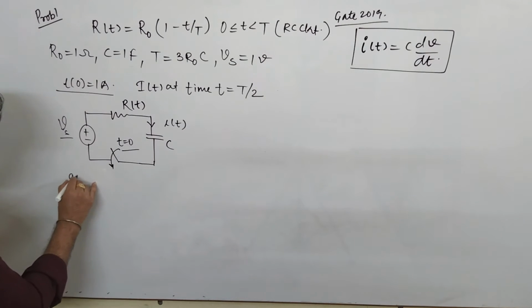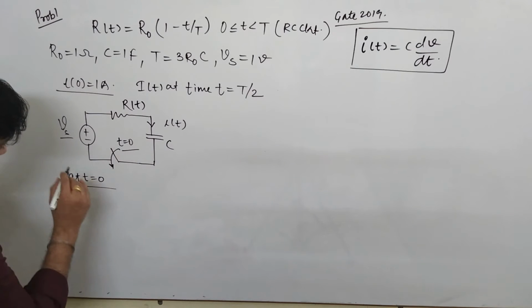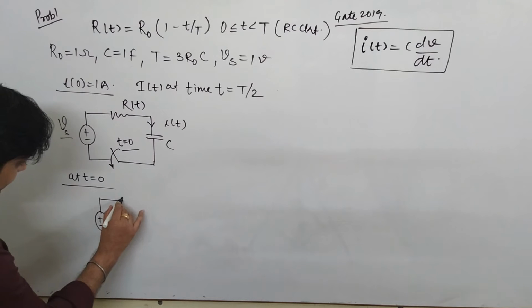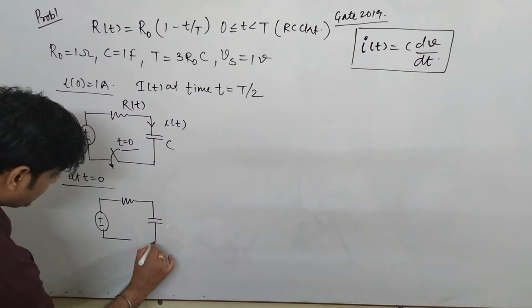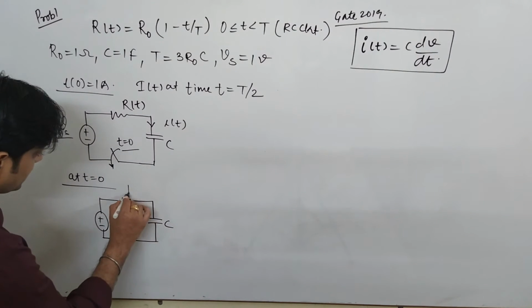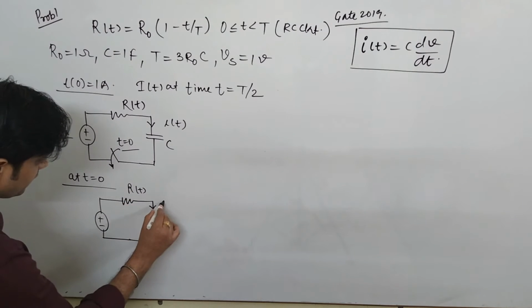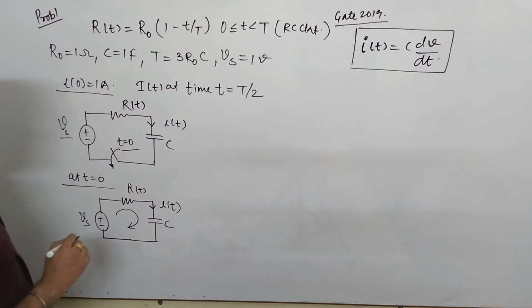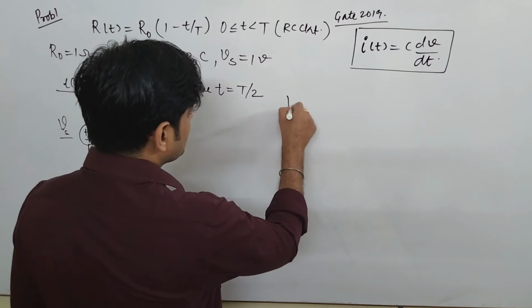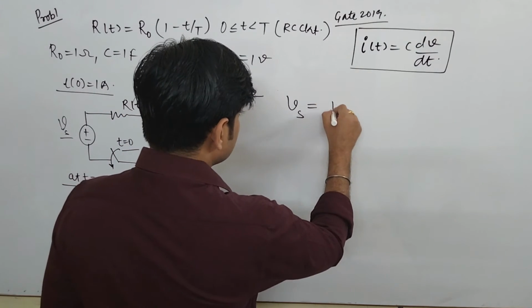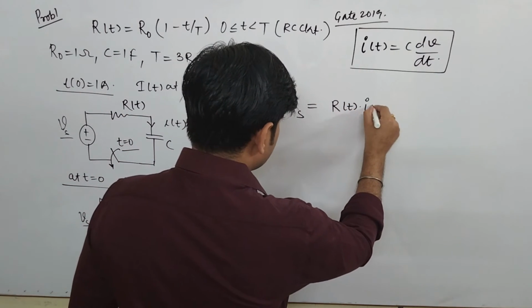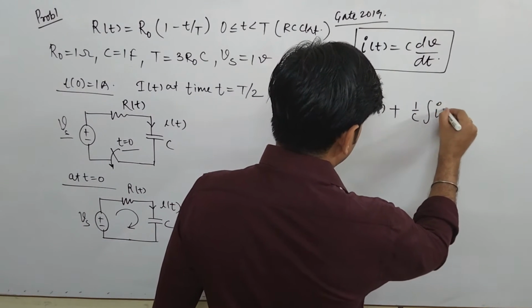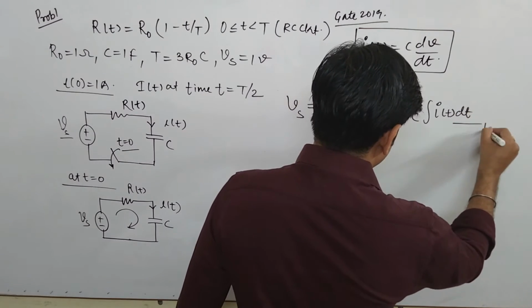We will see at t equal to 0, if we draw this circuit at t equal to 0, the switch is closed, very important, the switch is closed, and this is your capacitor C, here is your resistance R(t), and the current flowing here is i(t), very simple, and this is your Vs. If I apply KVL here, you can say that Vs is equal to R(t) into i(t) plus 1 by C integral i(t) dt. This is our equation first.